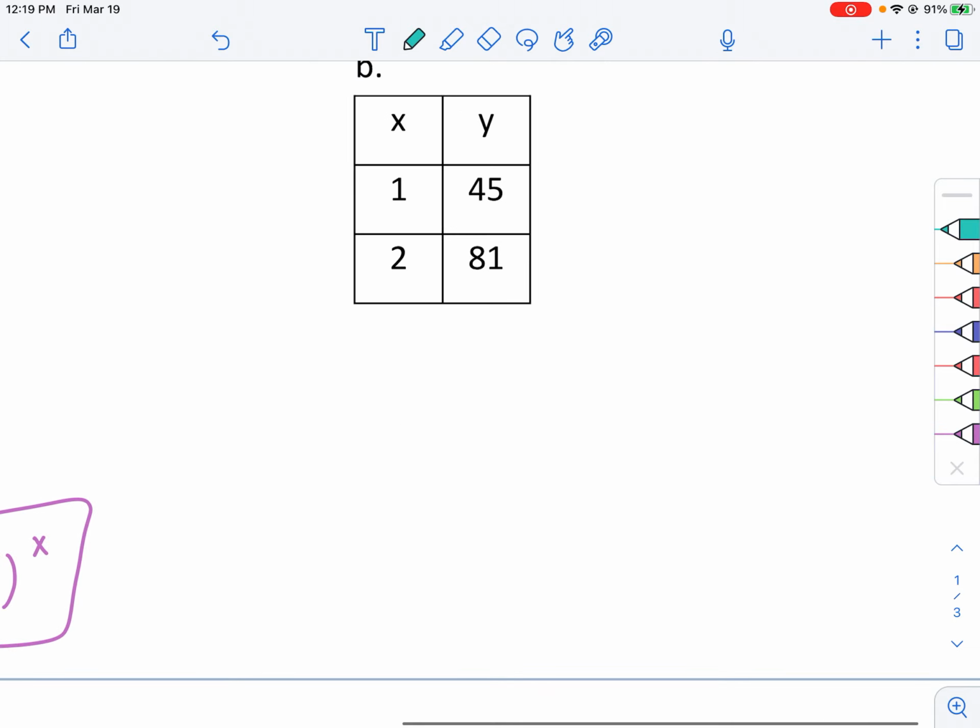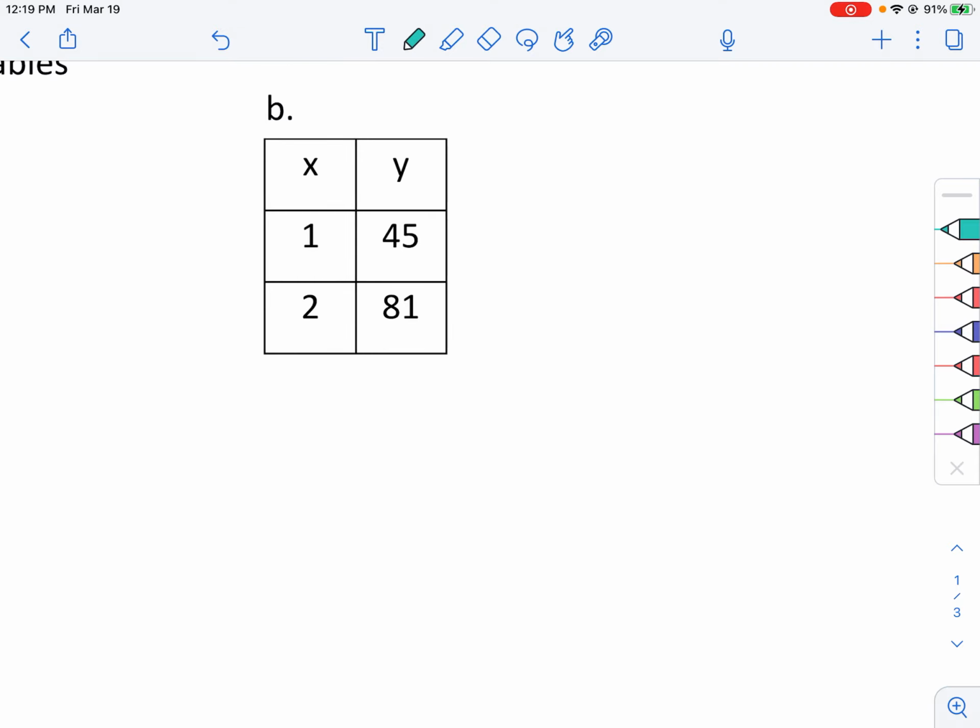All right, last one. This last one is a little bit more challenging because I don't give you the y-intercept, so we just don't know the a value right off the bat. But we do have two equations. We have 45 is equal to ab to the first power, and we have 81 is equal to ab squared.